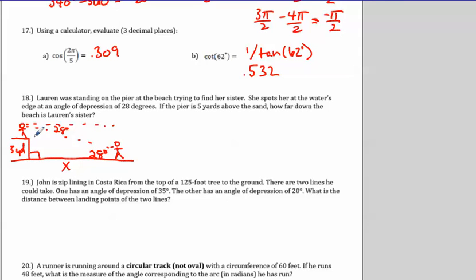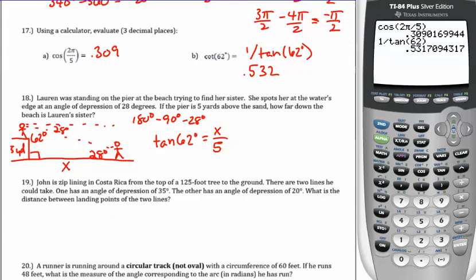So I'm going to find this angle over here, because I know all three have to add up to 180, and I subtract out the right angle, and I subtract out the 28 degrees, and I get 62 degrees. So now I can do the tangent of 62 degrees equals opposite over adjacent, and I can type that into my calculator. Let's see, I am in degree mode, so tangent 62, I get 1.88.